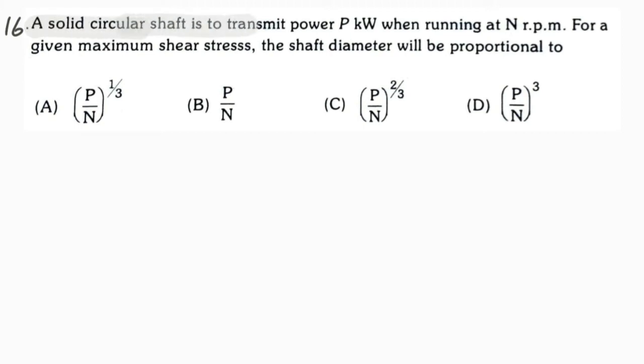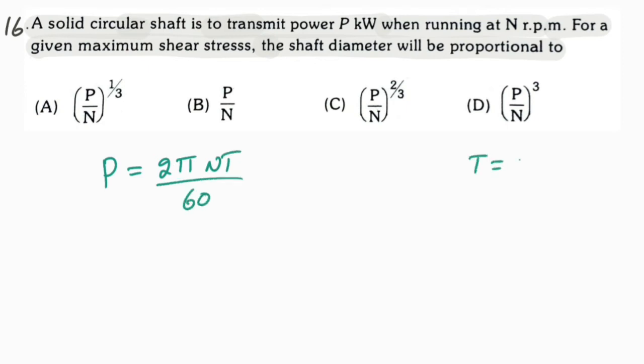Look at the 16th problem. A solid circular shaft is to transmit power P kilowatts when running at n rpm. For a given maximum shear stress, the shaft diameter will be proportional to. It is like this. As you know, power P equal to 2 pi nT by 60.